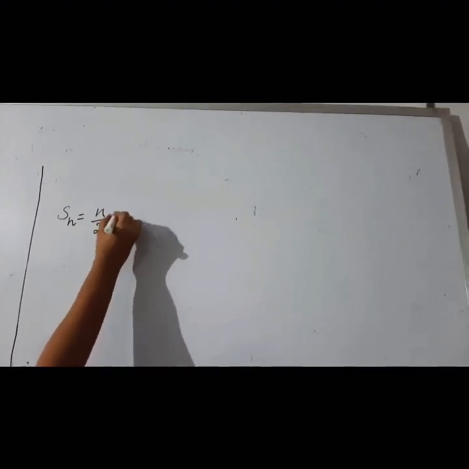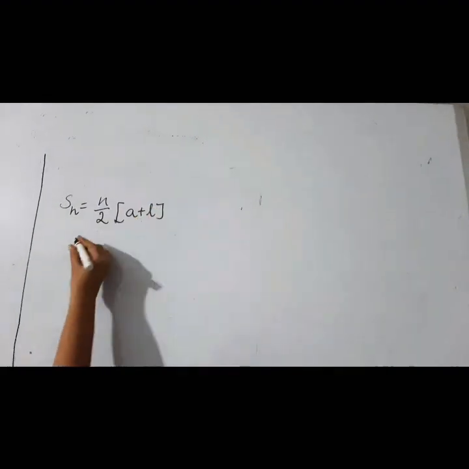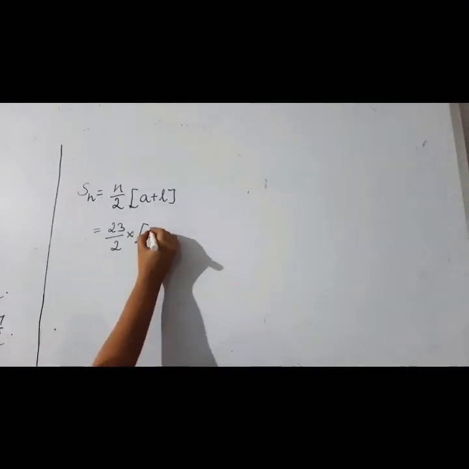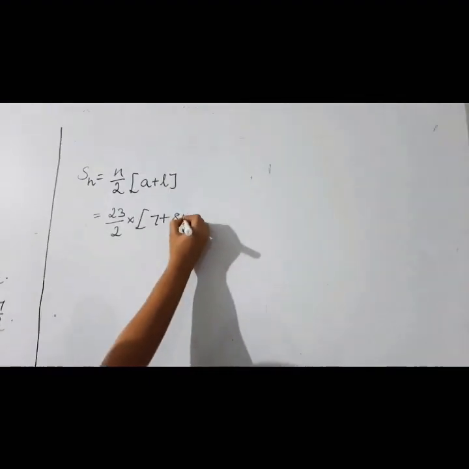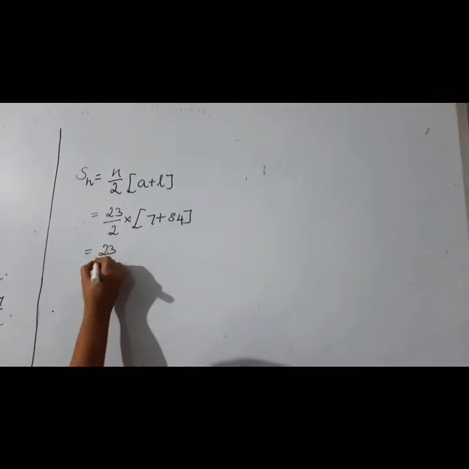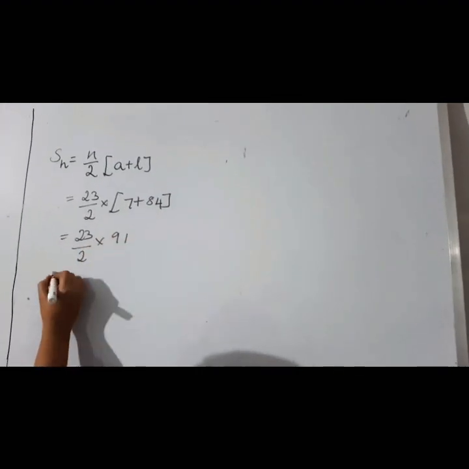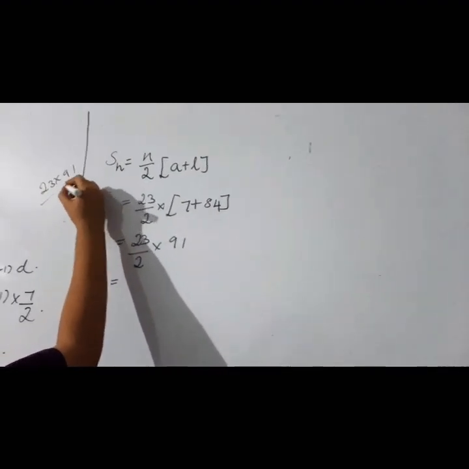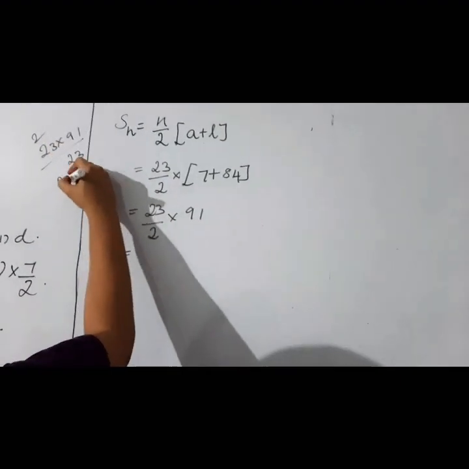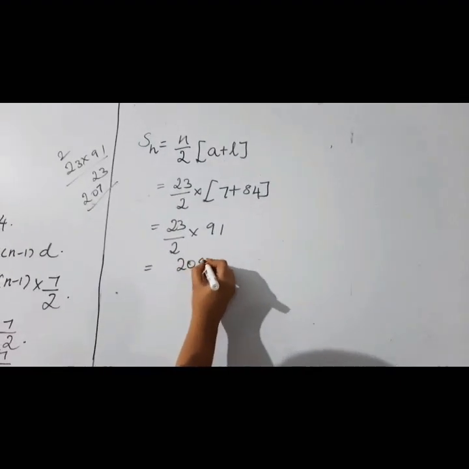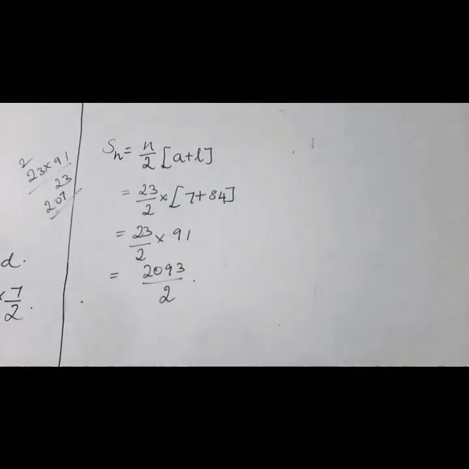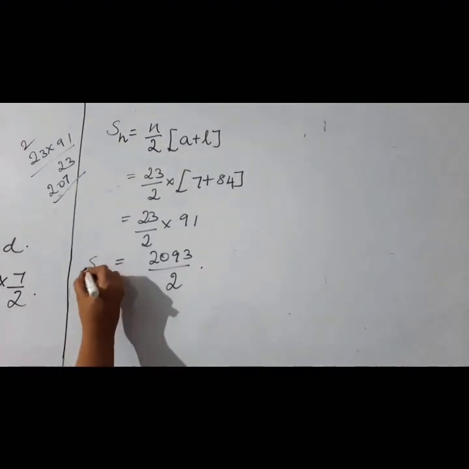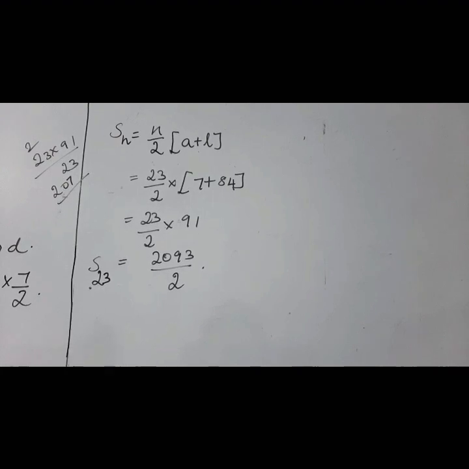Sn is equal to n by 2 into (a plus l). n we found, now 23 by 2. a is the first term, that is 7, and l is the last term, that is 84, which is equal to 23 by 2 into 91. 23 into 91 is 2093 by 2. The sum of 23 terms for this given AP is 2093 by 2.